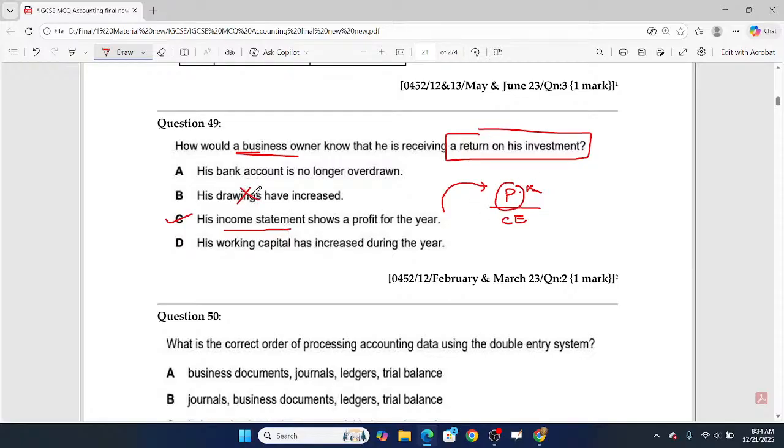It's not about drawings. It's not about the bank account no longer being overdrawn. Working capital also does not matter. Only the profit for the investment. So investment and return, the return being the profit. That profit is identified by preparing the income statement.